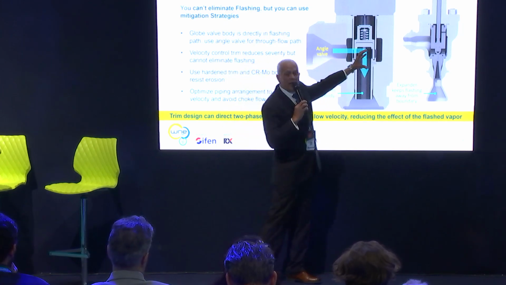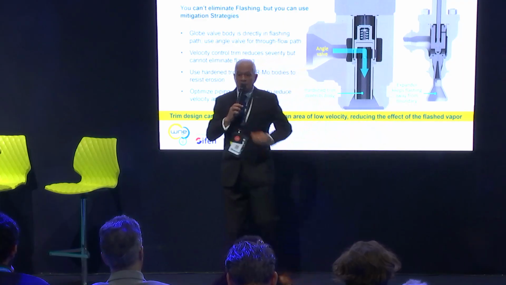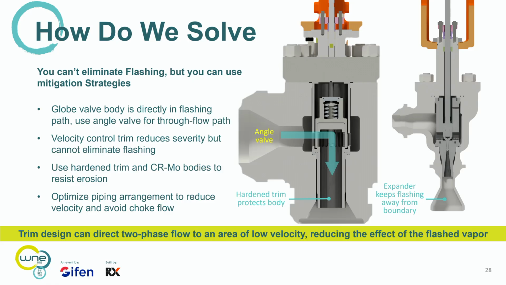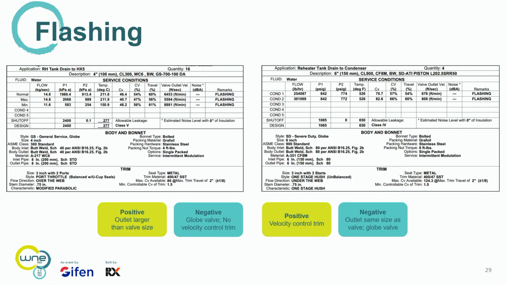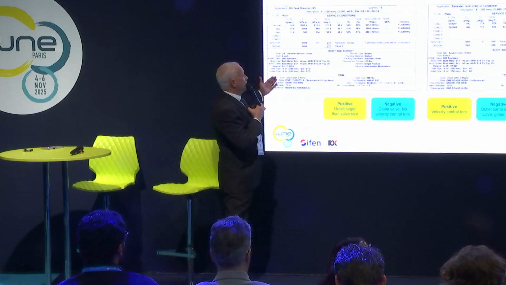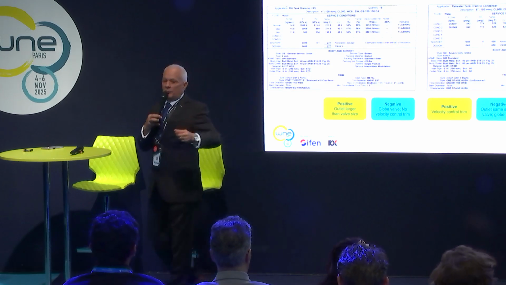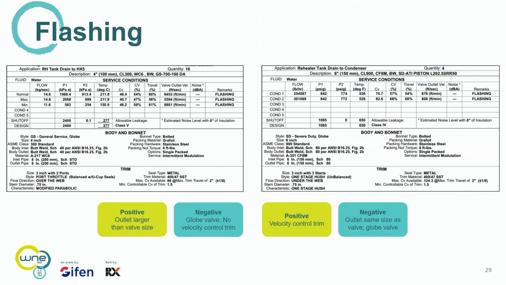We can put a baffle-type trim to send it towards the outlet instead of straight down into the body where it damages things. Okay? So here's a couple of examples of flashing that I just found where we put in trim that directed the flow away, because these were both, for example, this is a globe valve. It's a 4-inch valve, it's got an 8-inch outlet. So at least when it flashes, it's got somewhere to go. We put a baffle trim in here to direct that flash into the outlet, away from the valve body.